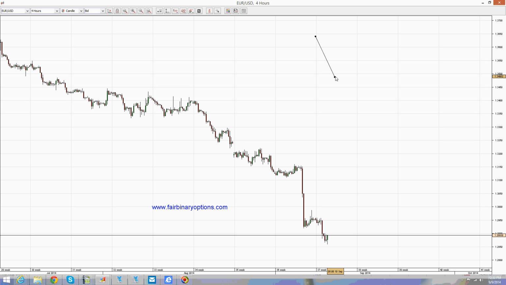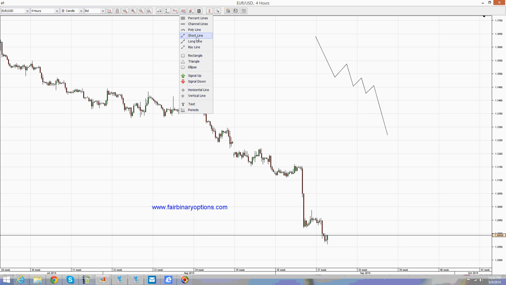Now, whenever you hear the word running, it means that the corrective wave is not going to correct the previous move, and that means it should end above or below, depending on the previous trend's direction, above or below that low of the previous wave. In this case it is A, B, C, D, E, and then another move lower for the last leg lower.